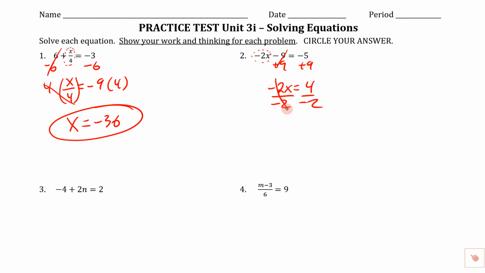Getting ahead of myself there. Those are going to cancel off to be a positive 1, which is what we want. We want a 1 in front of the x, which we don't need to write. It's just understood to be there. And then we've got a positive 4 divided by a negative 2. The answer on that one's negative 2.